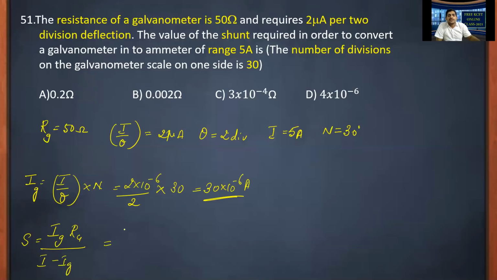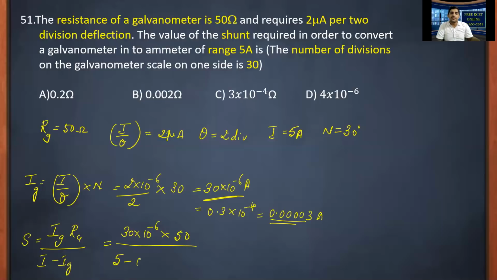That is 30 into 10 to the power minus 6, into what is Rg? Rg is 50, divided by I, which is how much? 5 ampere minus this Ig. You can write it in a simpler way: 0.3 into 10 to the power minus 4. Correct? Or else you can write it as 0.00003 ampere.